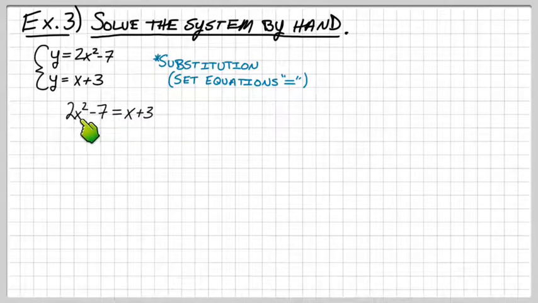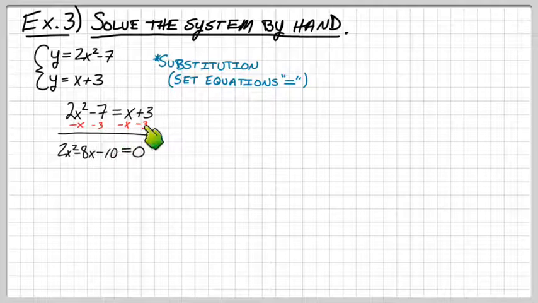Well, since this is a quadratic, it's got a square. We have to get everything to one side and 0 on the other side. So if I subtract the x over, subtract the 3 over, I get 2x squared minus 8x minus 10 equals 0. So that equals 0 piece is key for us to get answers. The only thing is, I don't think this one factors. 2x squared, that doesn't factor. But that's okay. And by hand, we still have to get an answer.